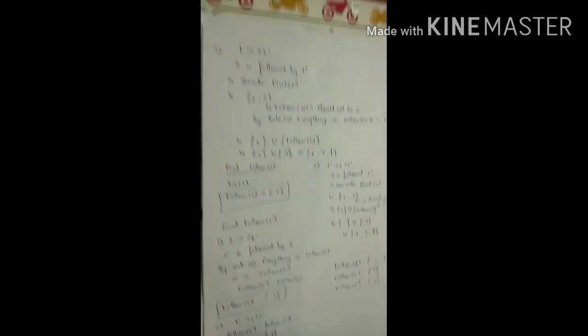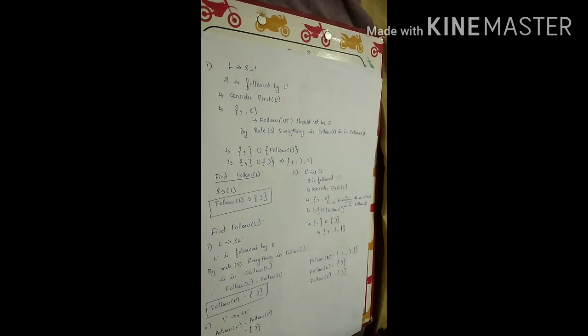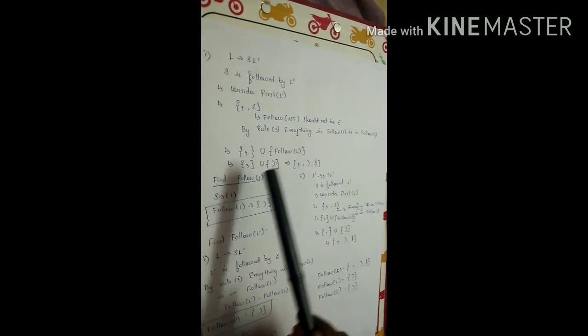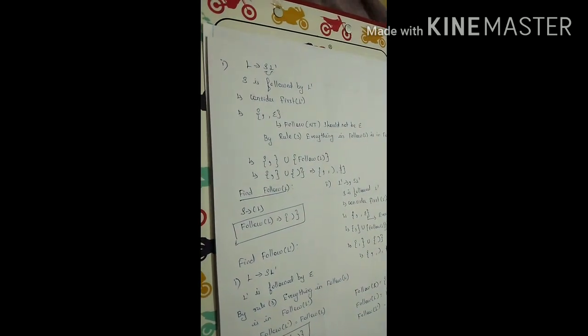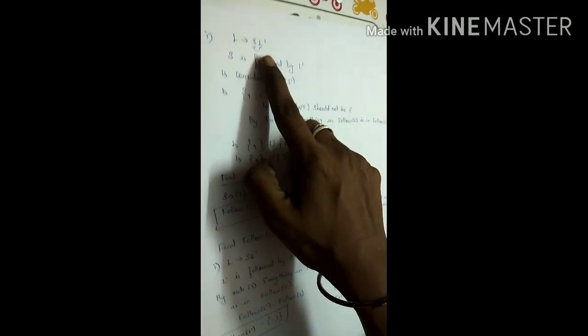So first consider the production L tends to SL dash. Here S is followed by L dash. So consider the first of L dash.